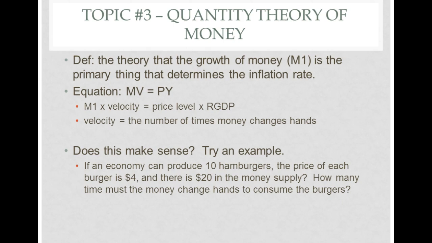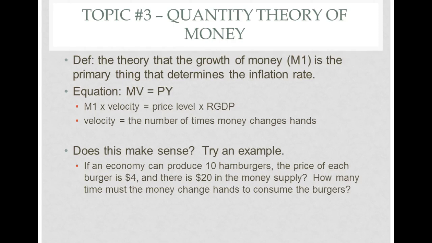Okay, so let's get this straight. We're producing 10 hamburgers, so our RGDP is 10 hamburgers. The price of each burger is $4. Now, since we're only producing one item, that means our price level is $4. So the right side of the equation is, right now, 4 times 10, or $40 worth of hamburgers. And there's $20 in the money supply.